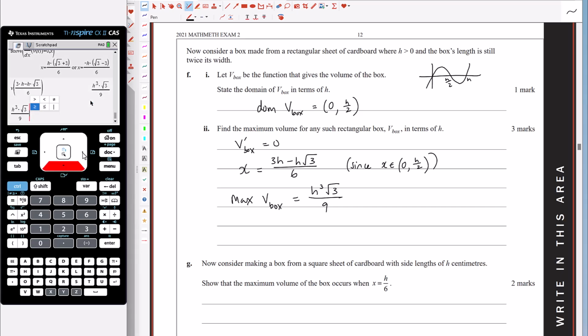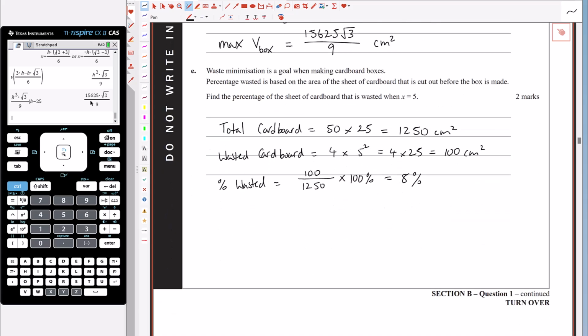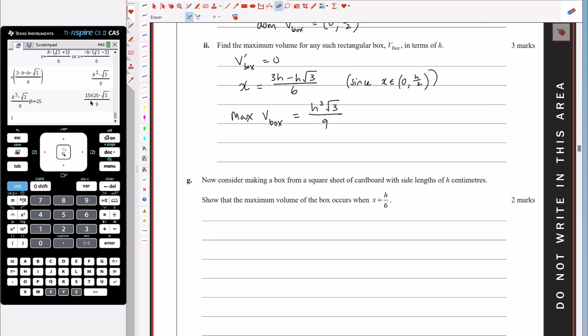Given that h equals 25, and just check that matched the answer we got up here, which it did. 15625 root 3 on 9. So yeah. Okay, I think we've done what we need to do there. 3 marks, so it's quite generous. I think you'd still get the mark for the x value and the maximum and derivative equal to 0 being the method.